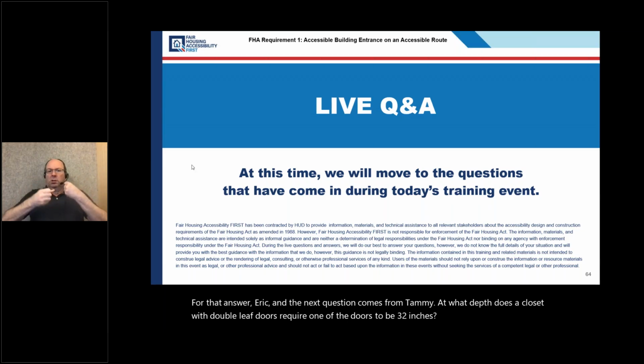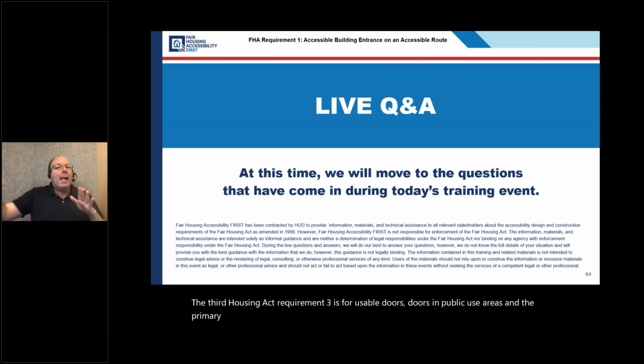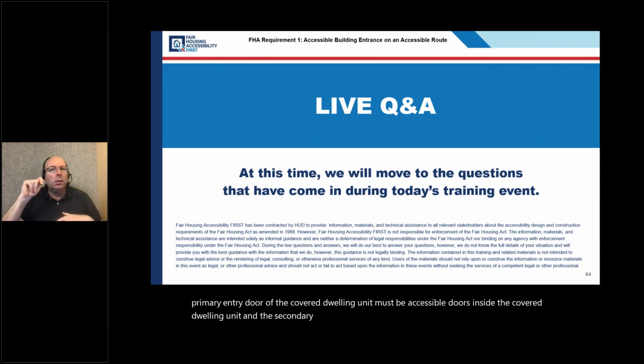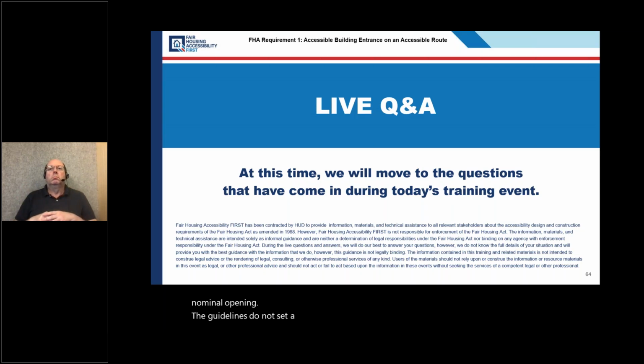The Fair Housing Act Requirement 3 is for usable doors. Doors in public use areas and the primary entry door of the covered dwelling unit must be accessible. Doors inside the covered dwelling unit and the secondary door that require user passage must provide the 32-inch nominal opening. The guidelines do not set a parameter to determine when a closet becomes a walk-in closet.